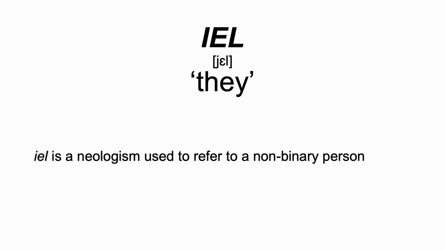Iel is a third-person singular pronoun used to refer to non-binary people, equivalent to the pronoun they used to refer to non-binary people in English. So repeat after me, iel. Iel is a neologism used to refer to a non-binary person.